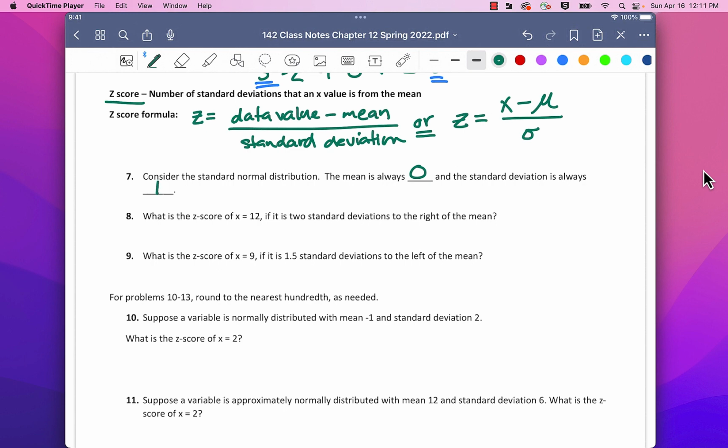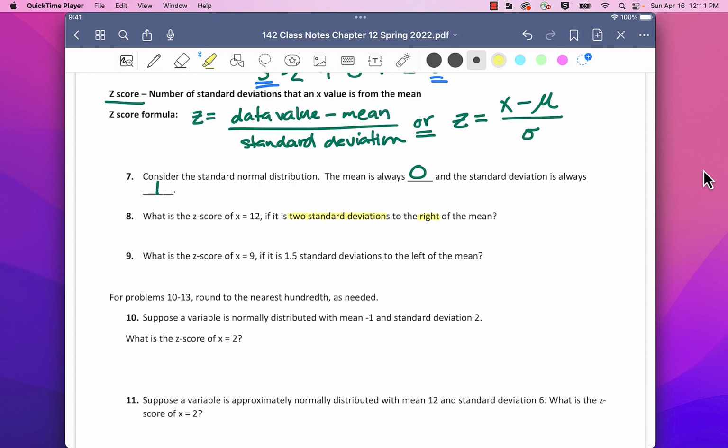So let's take a look at 8. What is the z-score of x equals 12 if it is 2 standard deviations to the right of the mean? All right, so you don't have to do any computation here at all. All you need to do is read what it says here. They're talking about something that's 2 standard deviations to the right of the mean. Those are the 2 important pieces of information there.